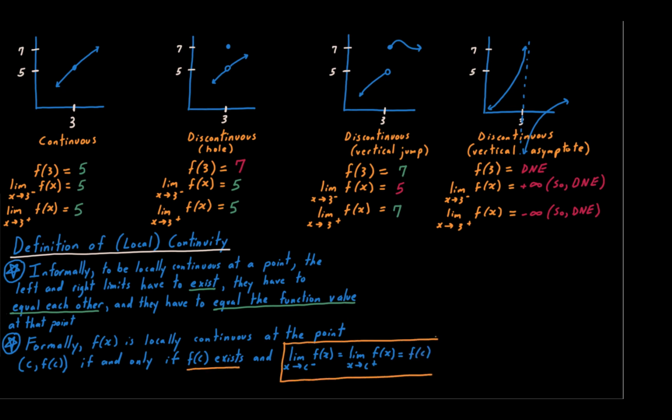And it's that second thing right there that I'm boxing. This is what you really, really need to know very well. Left limit equals right limit equals function value. That's the core definition of continuity. If that happens, the graph is guaranteed to be continuous at that spot.